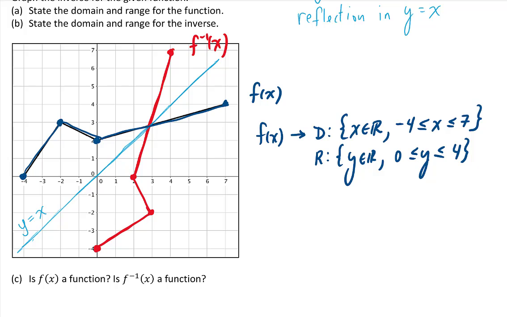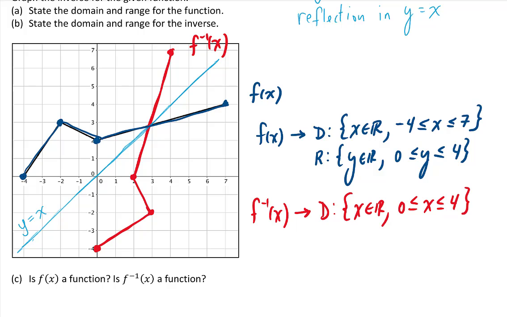Now let's look at the inverse, so f inverse of x. F inverse of x, if you look at the domain, so x is in the real. So the domain are all the x values that it can take. So if we look at the width of this graph, here it is here. It can take x values from 0 to 4.